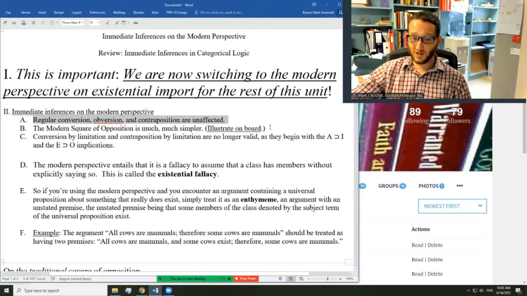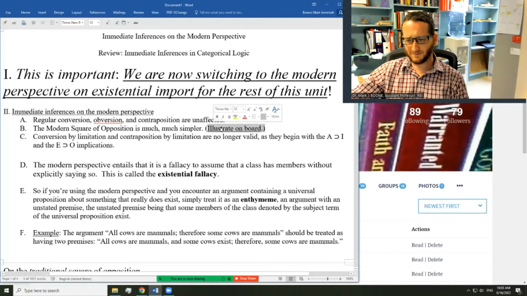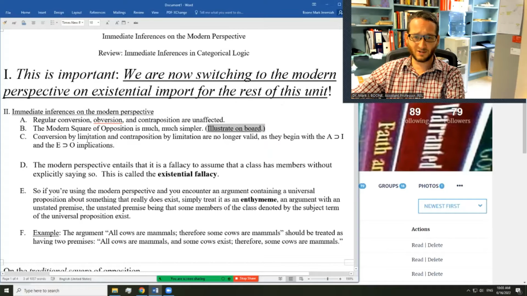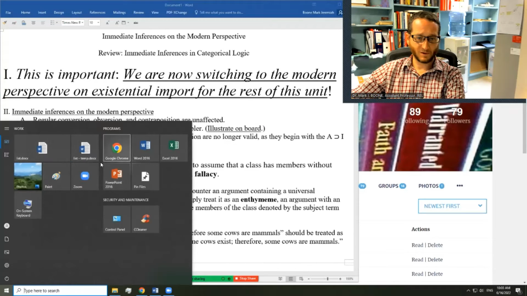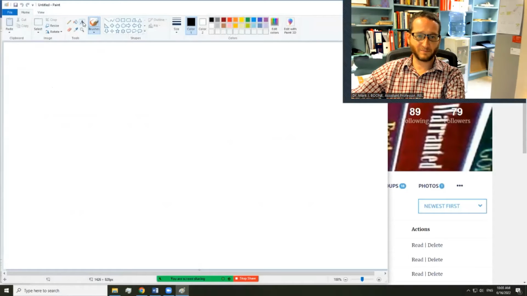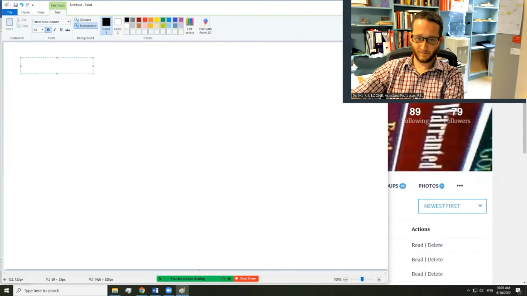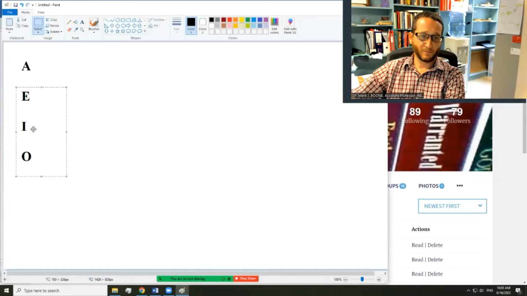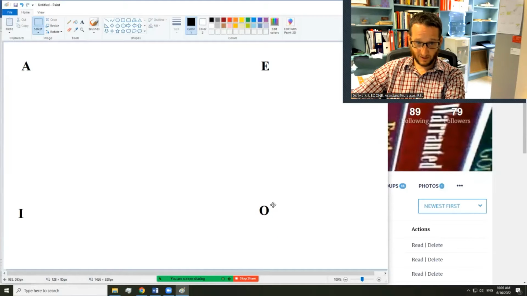The modern square of opposition, however, is much simpler. Since I'm not going to illustrate on the whiteboard, I'll just illustrate on Microsoft Paint. The traditional square of opposition had a lot of stuff. You could conclude that if an A proposition is true, its corresponding I proposition is true, and if an I proposition is false, its corresponding A proposition is false, and so on. You had all those different arrows, 16 of them. Now we have only 8.